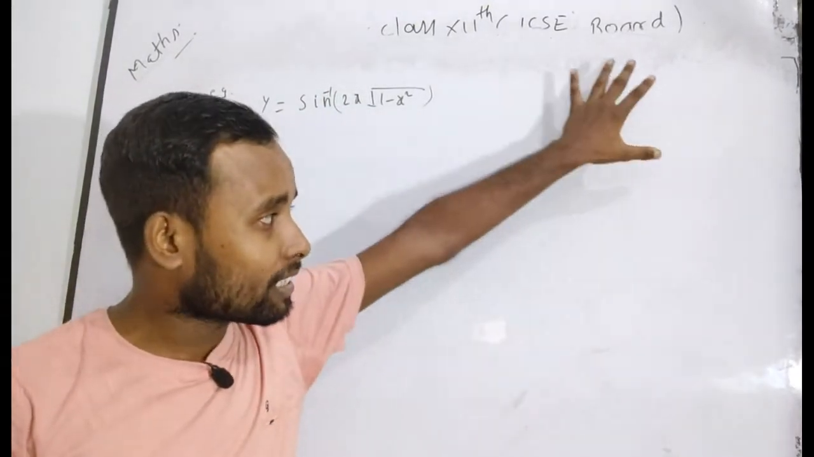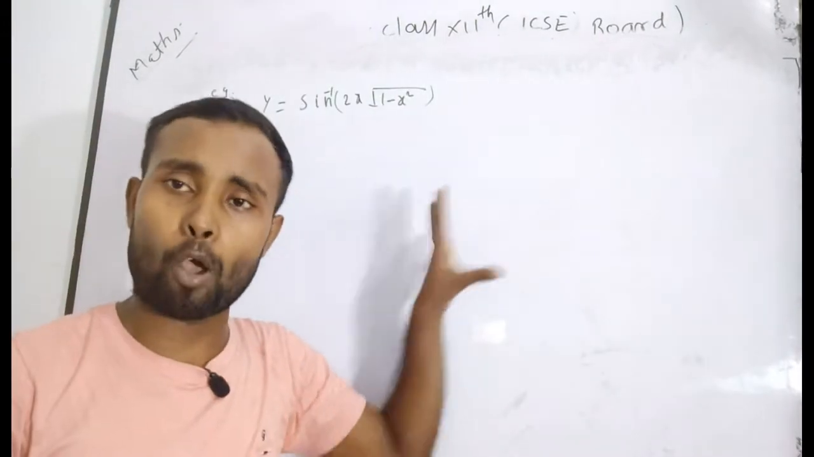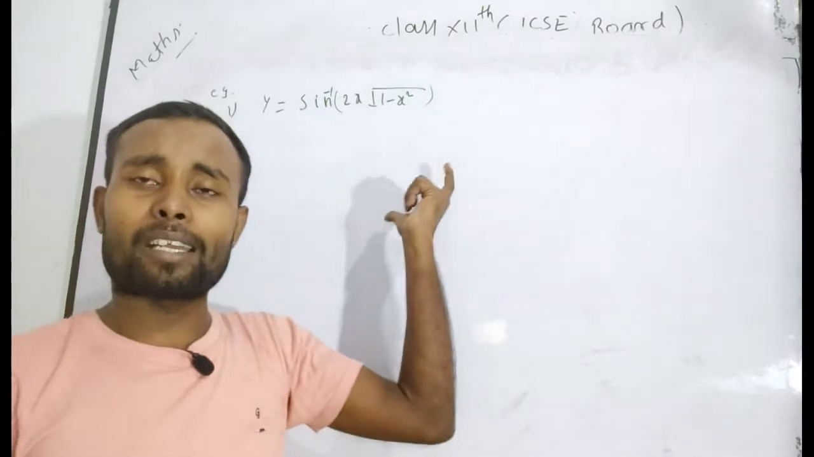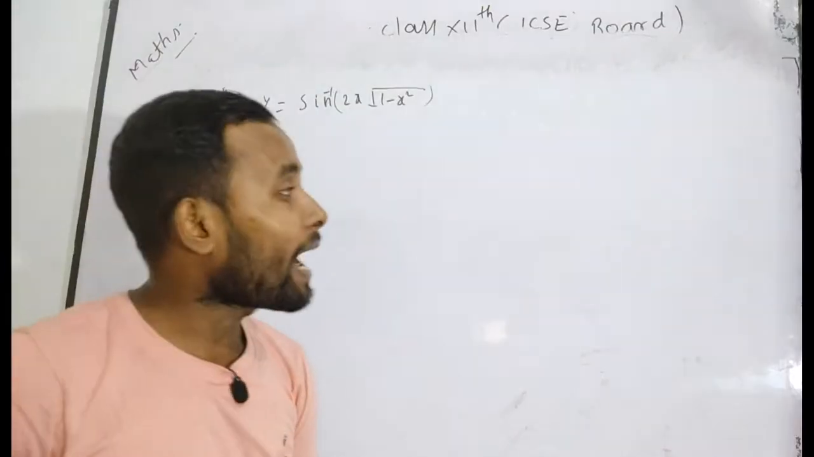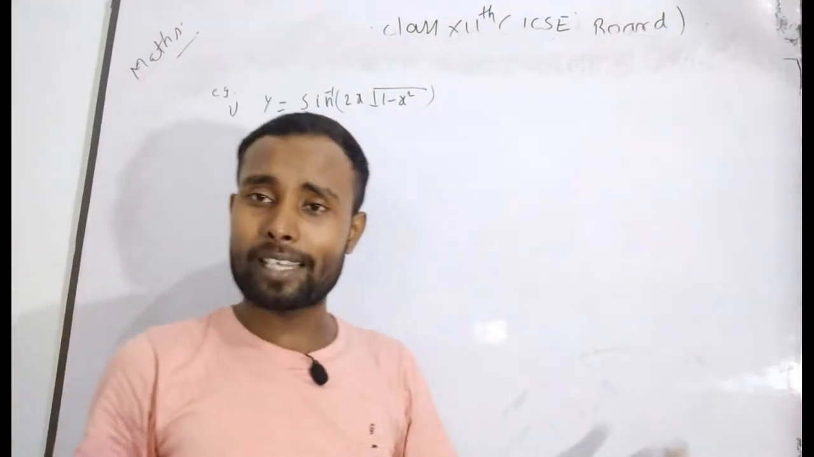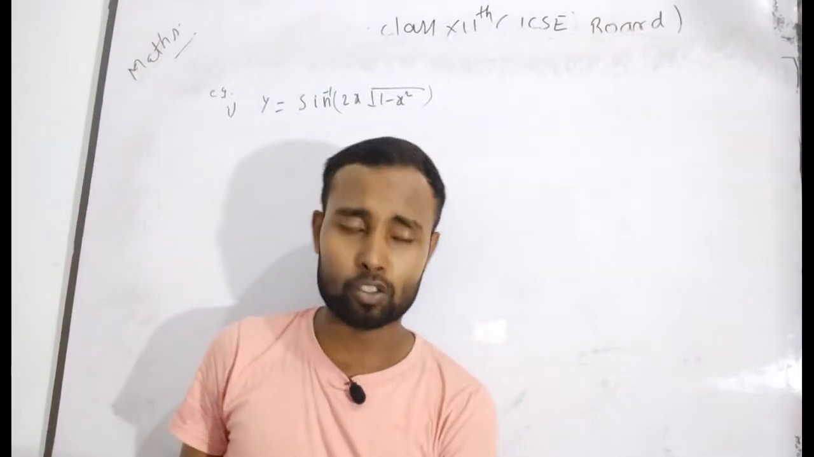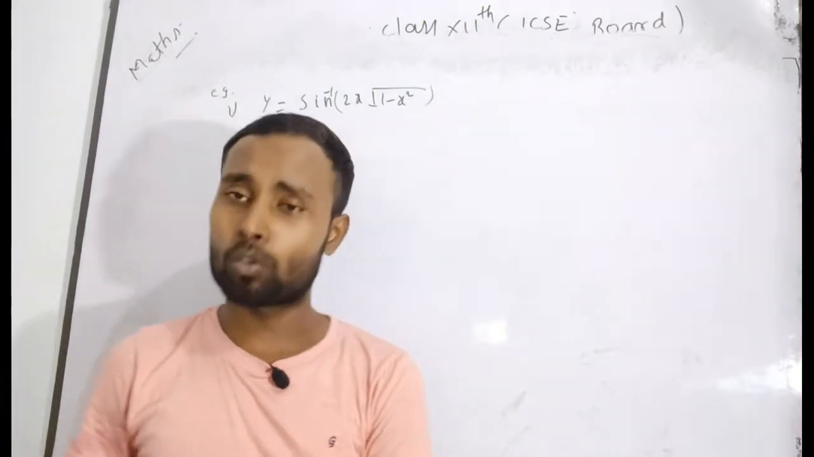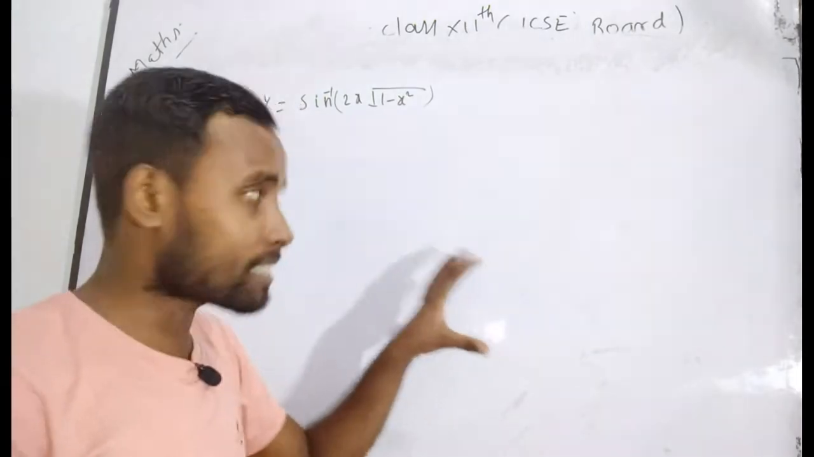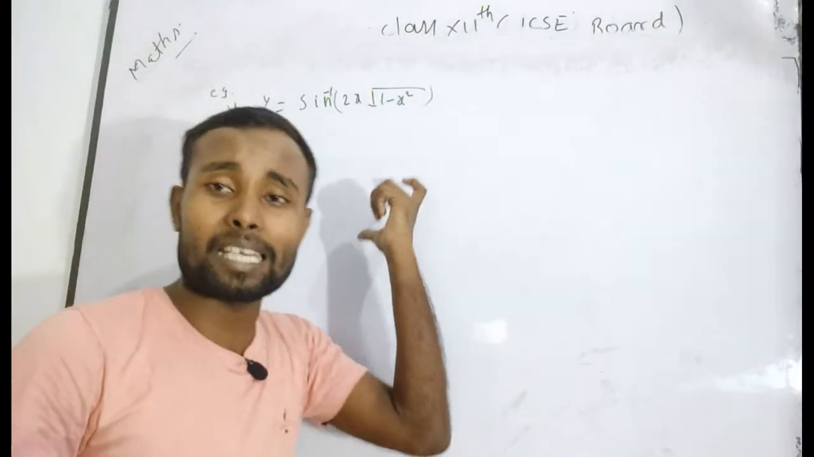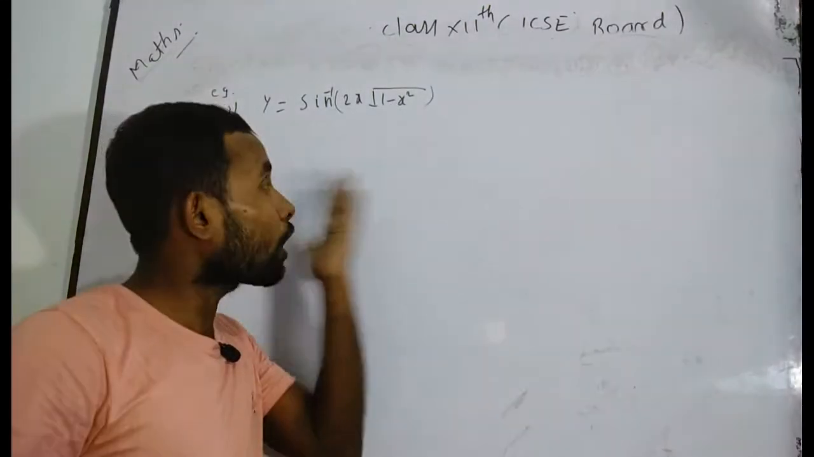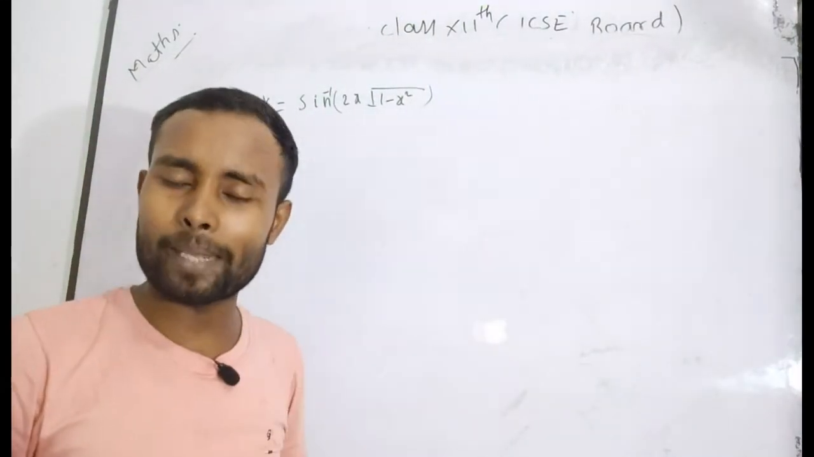Whenever you see in given problems inner functions involved, I have already written some factors here: 1 minus x by 1 plus x, 1 minus x square, under root 1 minus x square, under root x square minus 1, under root 1 plus x square. Whenever you face these in your given problem, before starting to solve, always try to solve that problem by the substitution method.